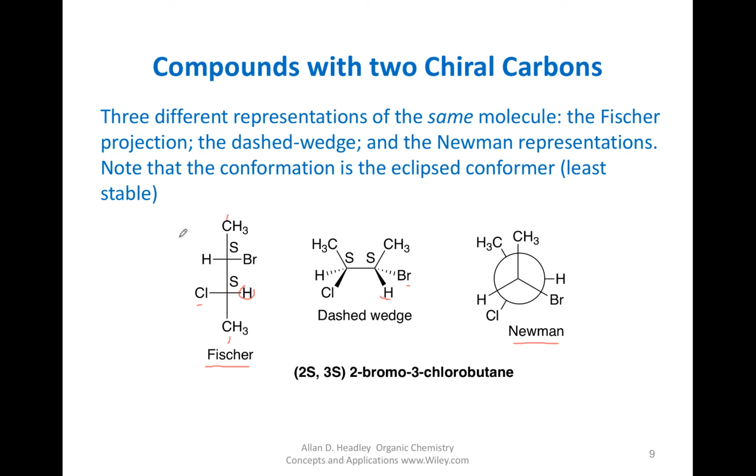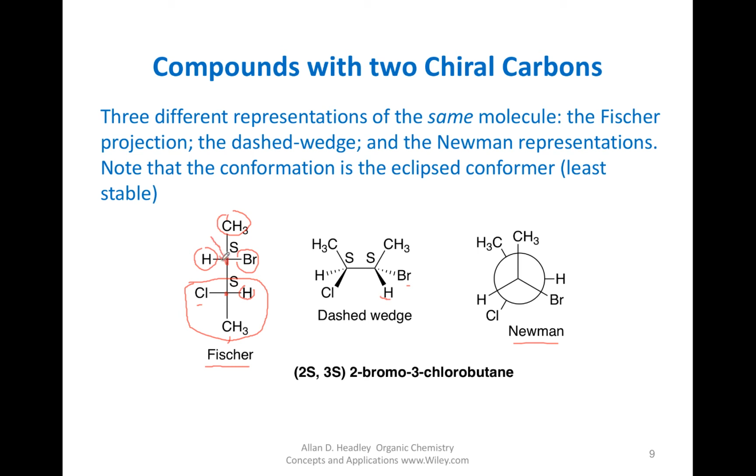And notice we have 2 chiral carbons. Here's one and here's another. Remember, a chiral carbon has 4 different groups. So here's one group, here's another group, here's another group, and here is a 4th group bonded to this carbon.